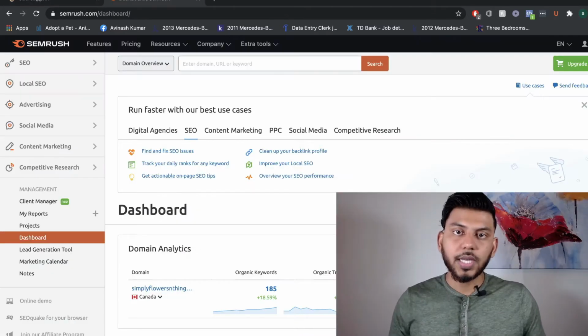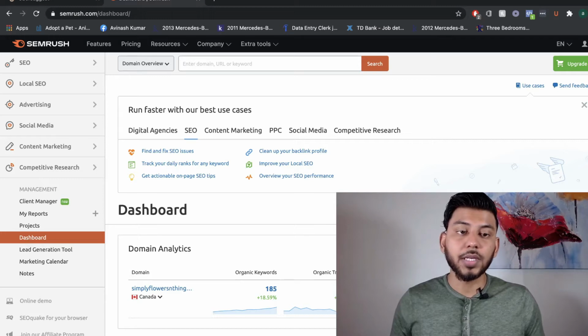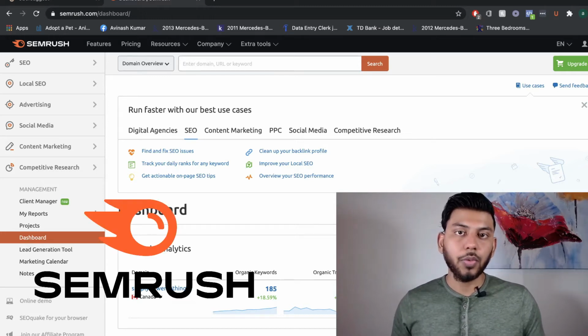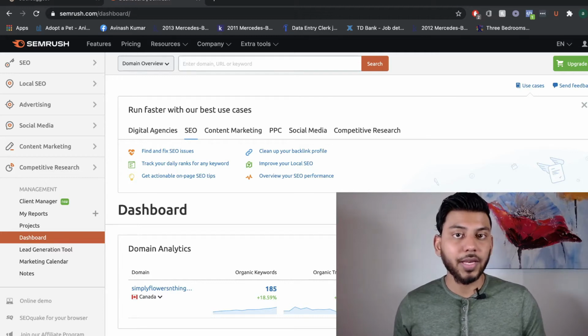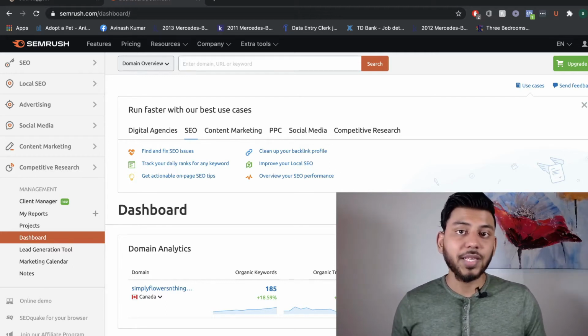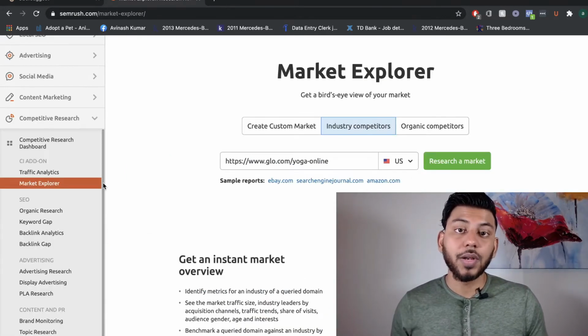The second market research tool that we recommend is called SEMrush. Both Ubersuggest and SEMrush provide market research and keyword information. But the main difference between both of the tools is that on SEMrush, you have access to a lot more information. On SEMrush, there's a whole dashboard that's dedicated to competitive research.